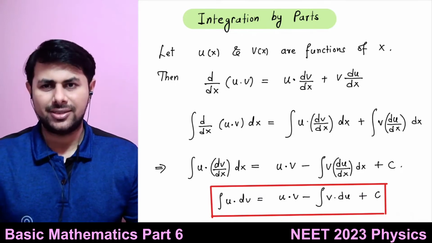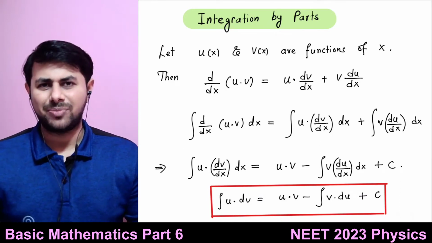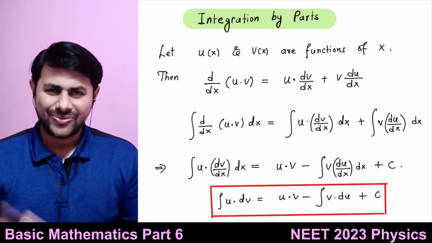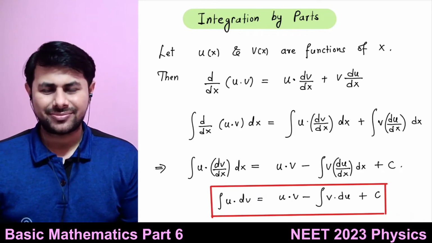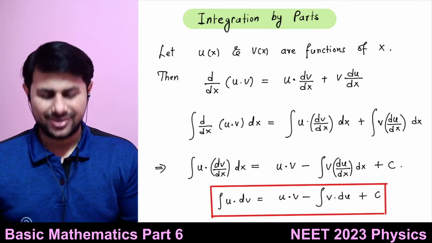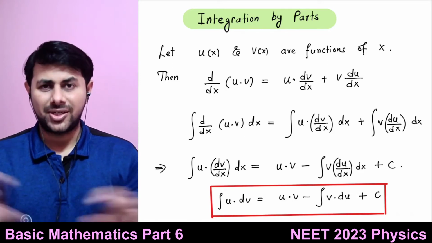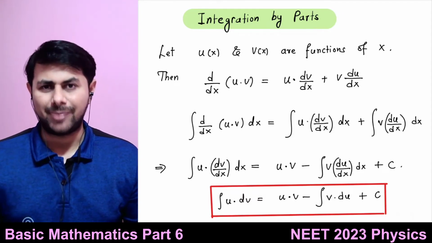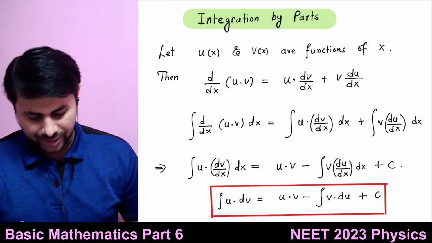Integration by parts is the second method. There are lots of techniques of integration. Integration is a skill, right? So we are seeing only two of them. In substitution we saw some subtypes, but the general type is substitution only. And next we'll see integration by parts.